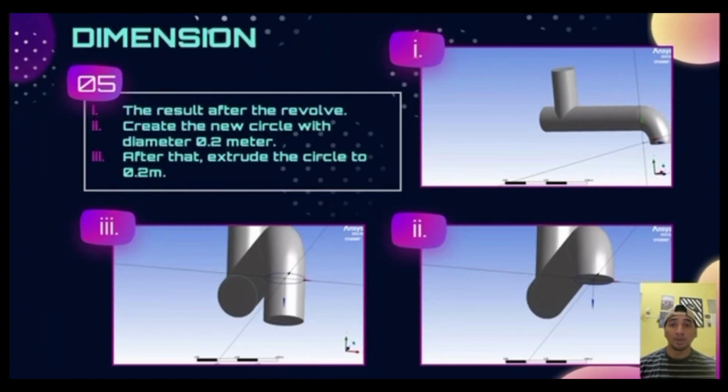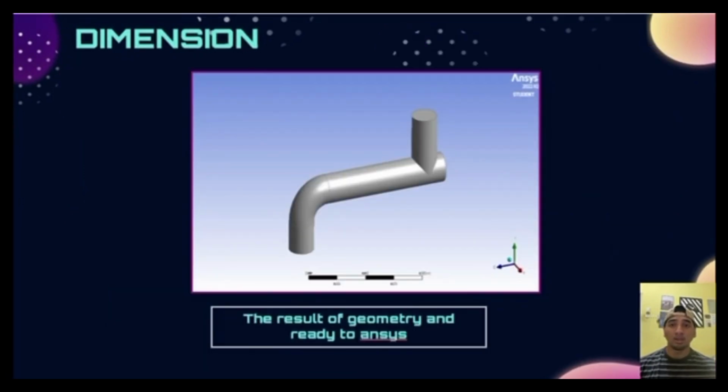The fifth step, this is the result after the revolve. After that, create the new circle with diameter 0.2 meter. After that, extrude the circle to 0.2 meter. The sixth step, these are the result of the geometry and the geometry is ready for analysis.